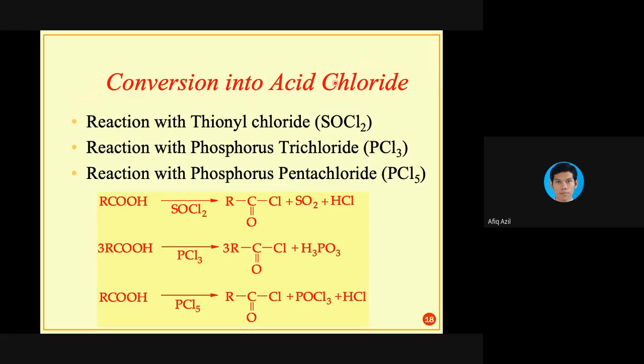Okay, so these are the three ways in which you can convert carboxylic acid into an acid chloride, or sometimes it is also known as acyl chloride, A-C-Y-L. It may be known as acid chloride or acyl chloride.